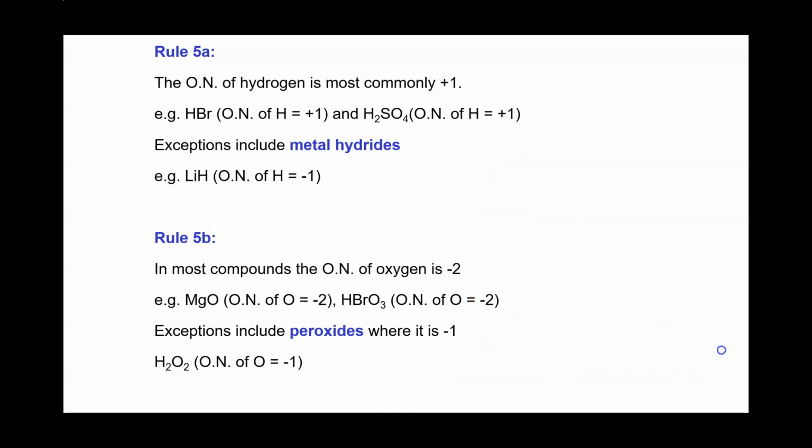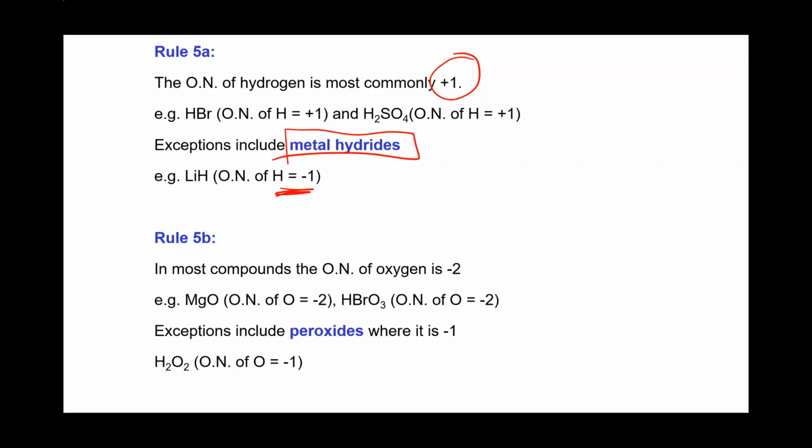Okay. Now there are a series of rules that relate to specific elements. Most of the time, hydrogen in a compound is +1. Exceptions are when it is combined just with a metal. In that case, it's -1. These are called metal hydrides.